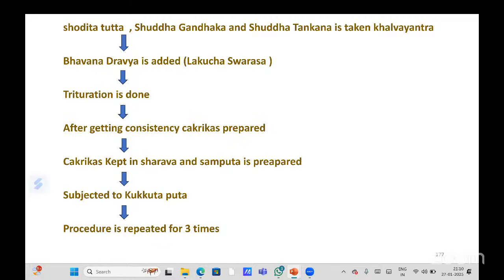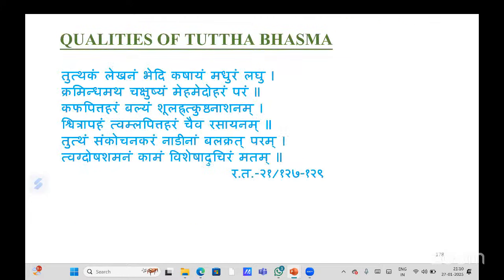Means the whole procedure is repeated for 3 times. Next, you have to write the qualities of Basma, that is nothing but indications. It is Lekhana, Bhedi, Krimighna, Chakshushya, Meha, Medohara. It is indicated in Prameha, Kapha Pittahara, etc. conditions.